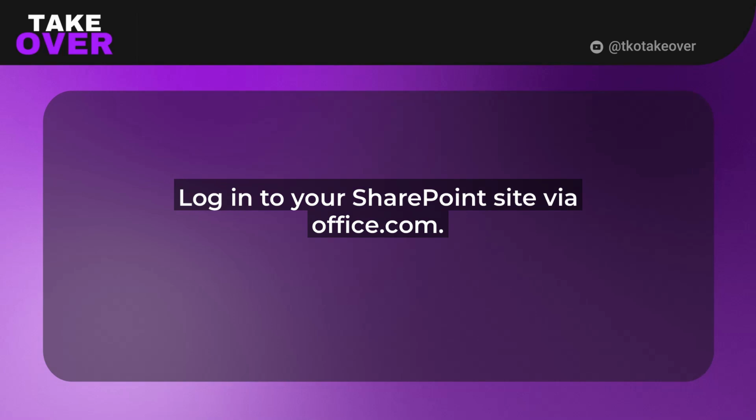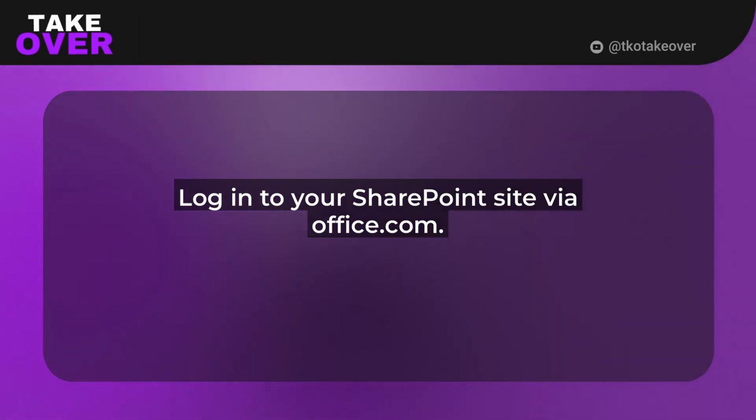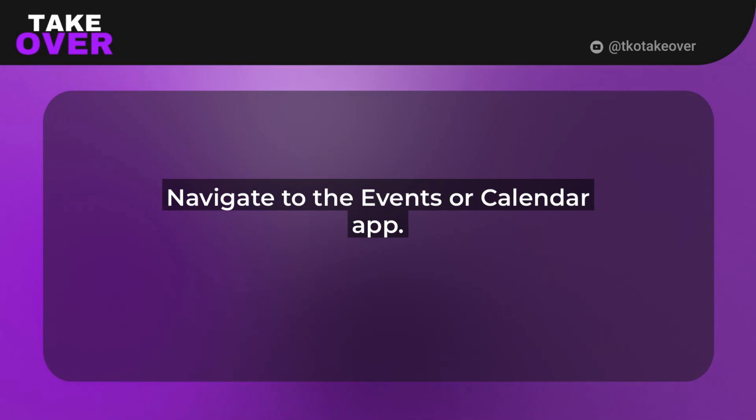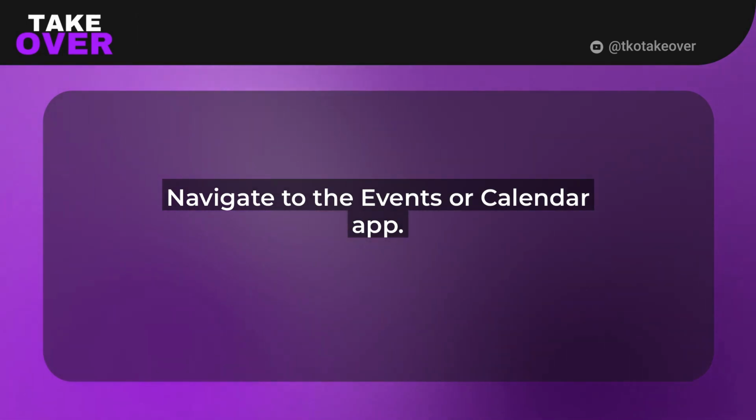First things first, make sure you're logged into your SharePoint site. If you haven't already, head to office.com and sign in with your Microsoft account. Once you're in, navigate to the specific SharePoint site where you want to add the event. It's usually under Sites in your dashboard.